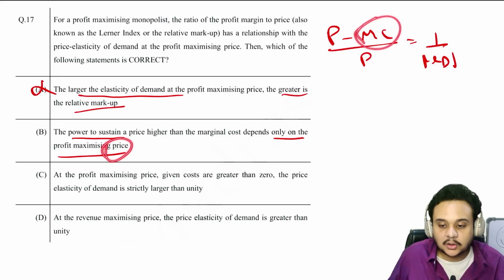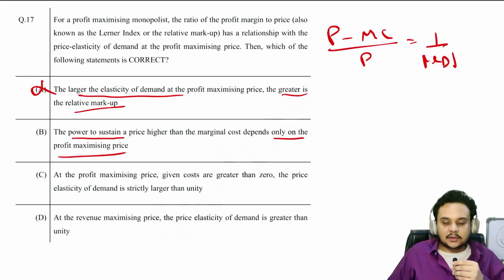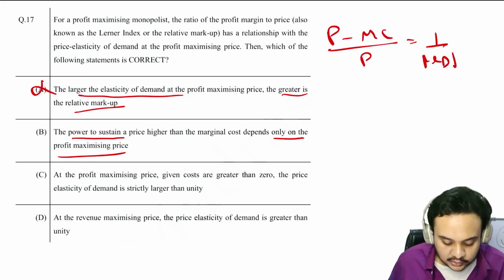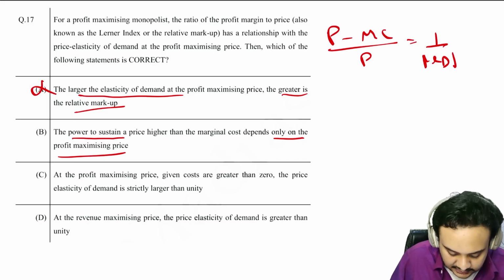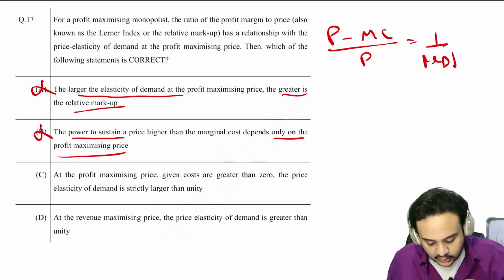So no matter what the cost is, this statement is trying to say that if you increase the price further, you can control the markup. But that is not true. You also have to keep in mind the marginal cost. Okay, so this statement is also wrong.